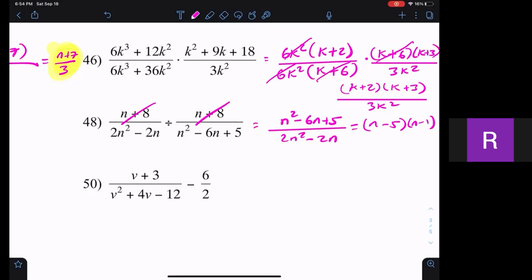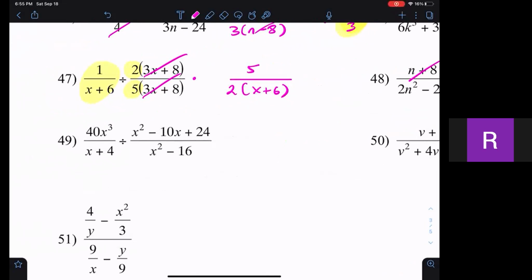Yeah, that works. So then here on the denominator, you have 2n, n minus 1, right? So 2n times n is 2n squared, 2n times minus 1 is minus 2n. So this cancels out, and then the answer is n minus 5 over 2n. Next.